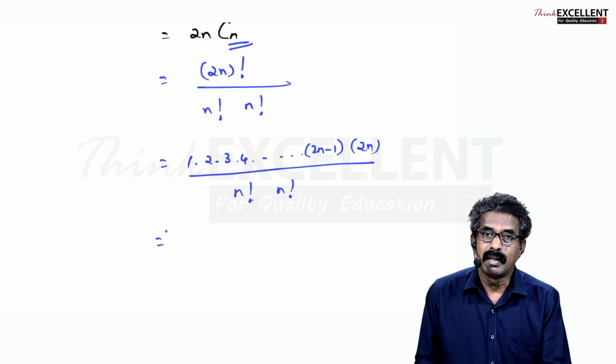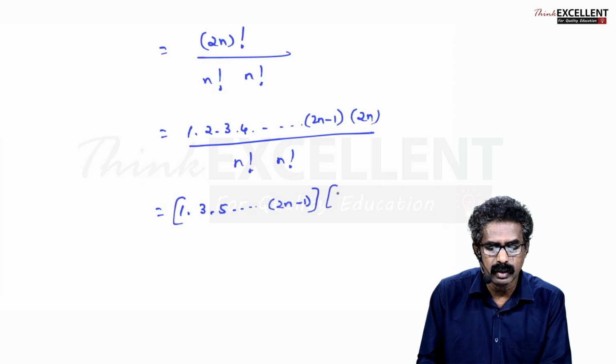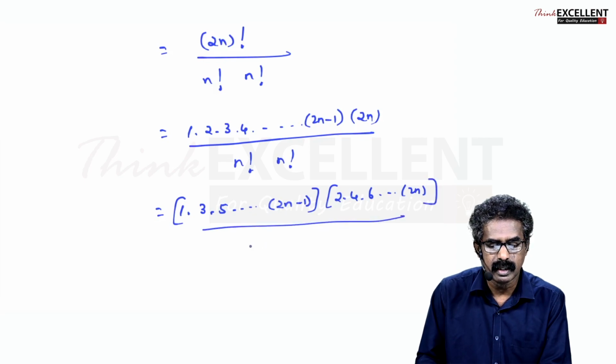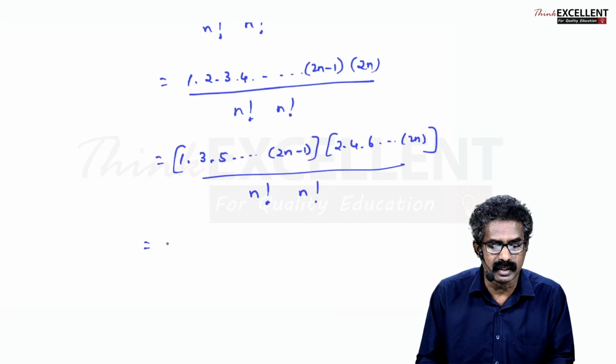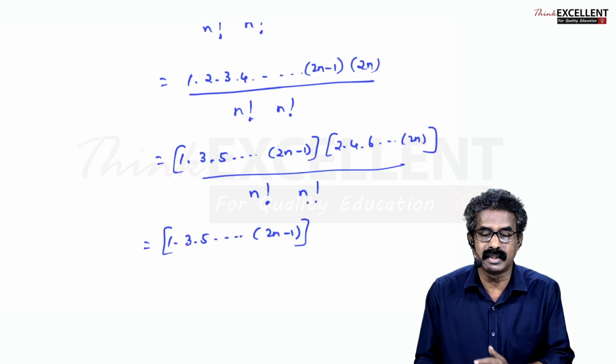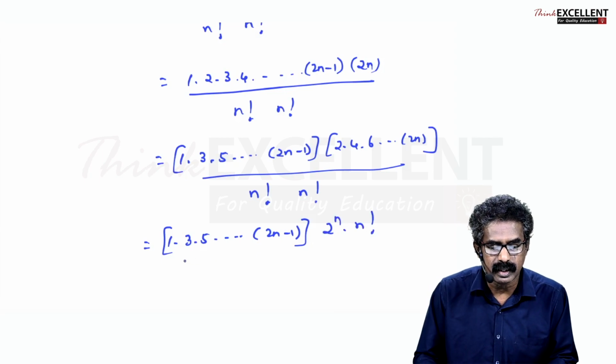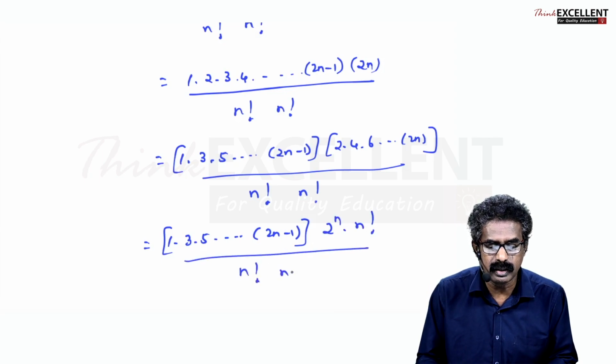Now you combine odd numbers and even numbers separately. Odd numbers 1, 3, 5 up to 2n minus 1. Even numbers 2, 4, 6, up to 2n, nothing left out, right? Divided by n factorial into n factorial. The first one, odd numbers, write as it is: 1, 3, 5, up to 2n minus 1, into even numbers 2, 4, 6 up to 2n, that can be written as 2 raised to n into n factorial. That you remember, okay? Divided by n factorial into n factorial.